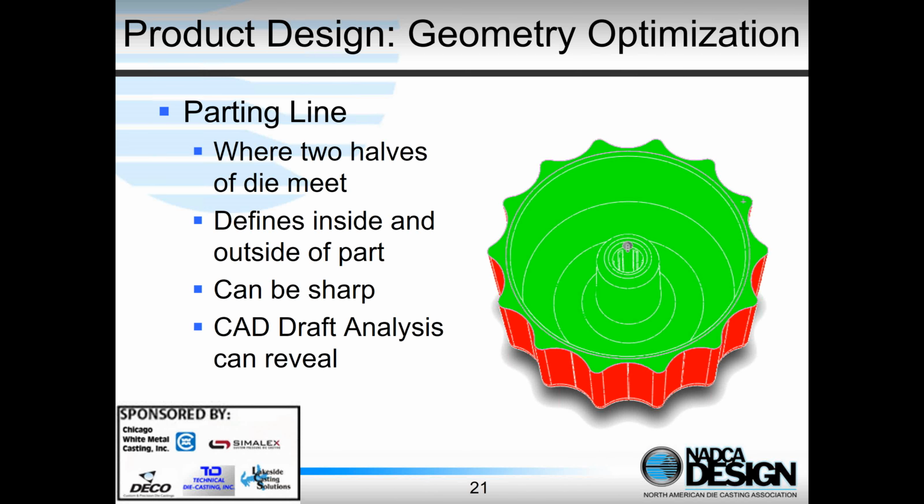Now, as I said earlier, parting line, when we look at parting line, this is the only place that we're actually allowed to have sharp corners, and this is basically going to define the inside and outside of the part. And as I talked about, the draft requirement is going to depend upon whether we're talking about the inside or an outside surface, and then we can apply draft, and then we can apply fillets.